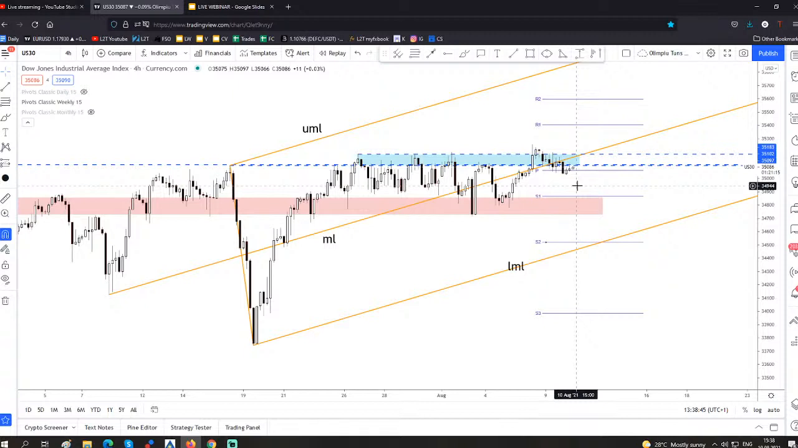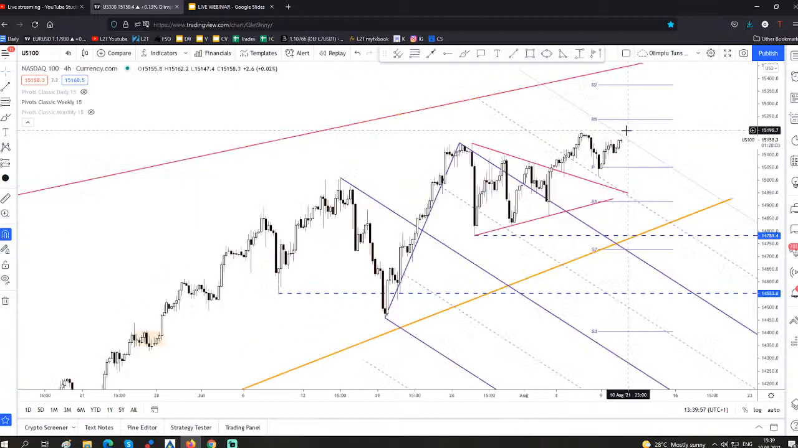Right now it has jumped above this 150% Fibonacci line of the descending pitchfork. One moment. So yeah, the bias is still bullish, guys, here on the US 100, but maybe it's risky to buy it here right below this all-time high, historical high.